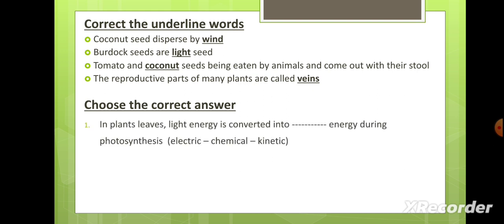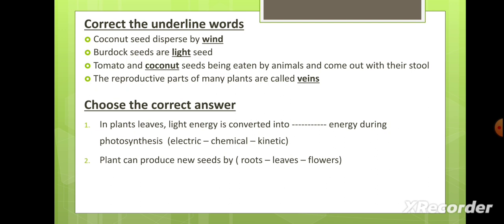Here, choose the correct answer. In plant leaves, light energy is converted into what energy during the photosynthesis process? In the plant's leaves, the light energy from the sun is converted through photosynthesis into sugar, or glucose, or carbohydrates. So this is chemical energy. The light energy here is changed into chemical energy. Photosynthesis transfers energy from the light of the sun, and the result is chemical energy, which is the glucose or carbohydrates. So the answer will be chemical.